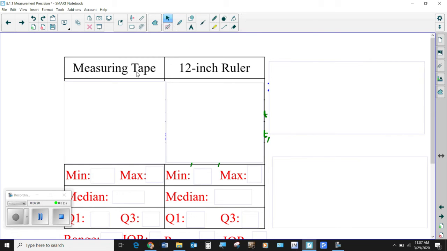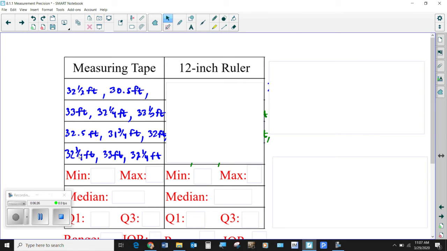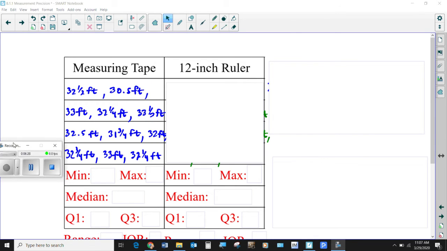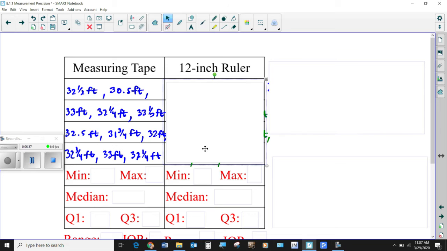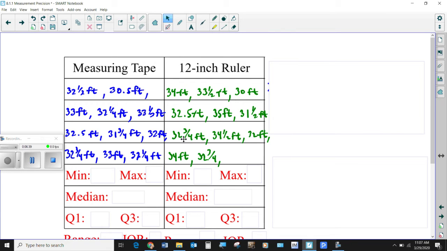Let's start with the measuring tape. With the measuring tape, I had everyone sit down and called on someone from each table group, and they called out what their measurements were, and I wrote them all down. Then we did the exact same thing with the 12-inch ruler. I called a representative from each group. They told us what their measurement was with the 12-inch ruler, and I wrote those down.